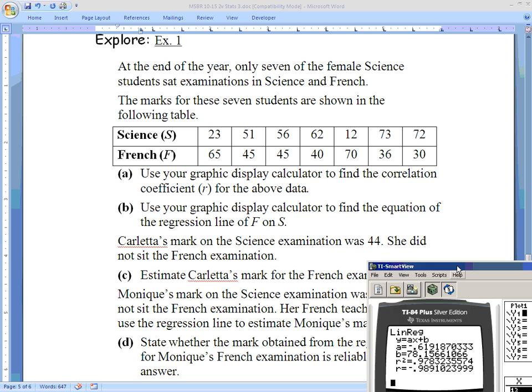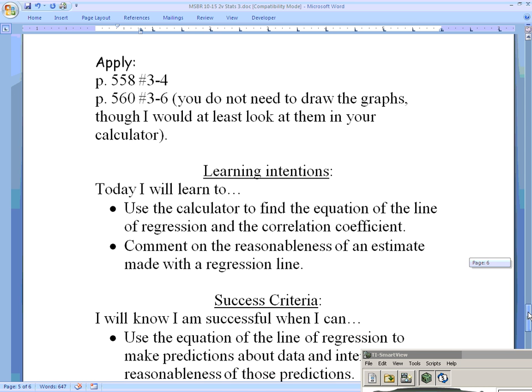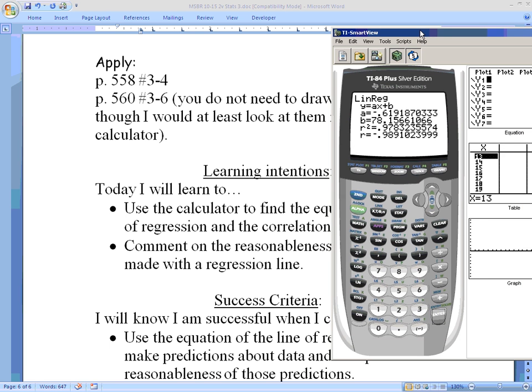All right, so we have a few problems for you in the book. On page 558, 3 to 4, 560, 3 to 6. All of these questions, or almost all of them, ask you to draw a scatter plot, and you don't need to do that. You can follow my steps and actually just do it on the calculator like I did last class. And actually, while I've got it here, I may as well give you a quick refresher on that.